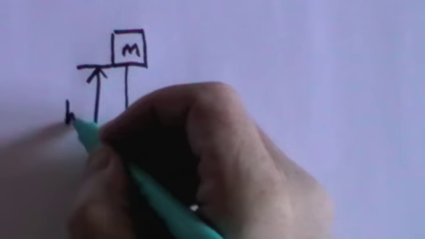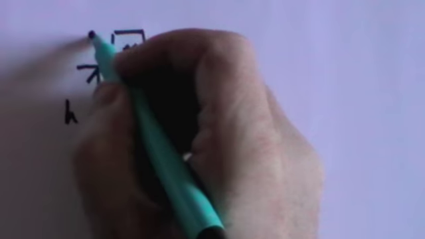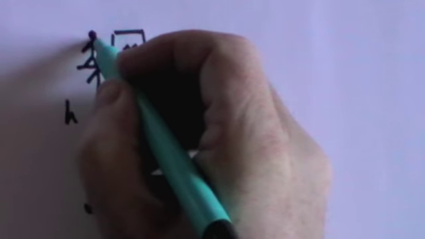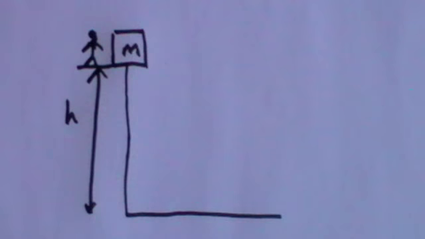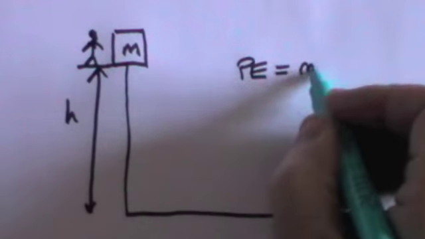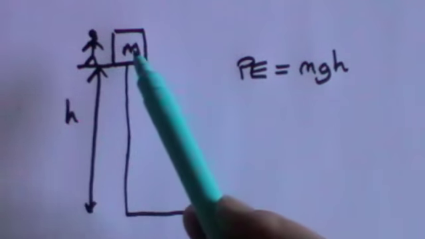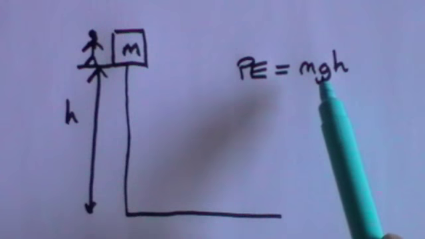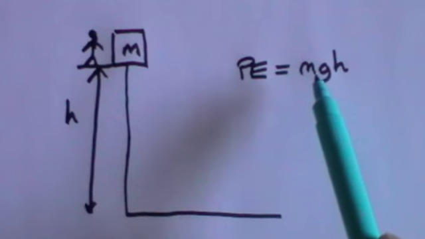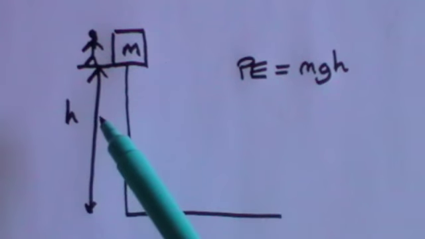Let's consider a cliff. And on the edge of the cliff, precariously balanced, I have my mass m. The height of the cliff is h, and I am standing next to the mass, ready to just gently push it off. The potential energy of that mass, we've already said, is mgh. The mass times the gravitational attraction g, 9.81, sometimes you can use 10, and the height of the cliff.